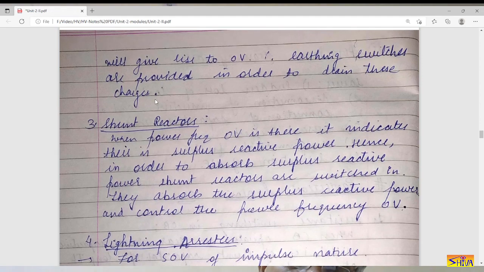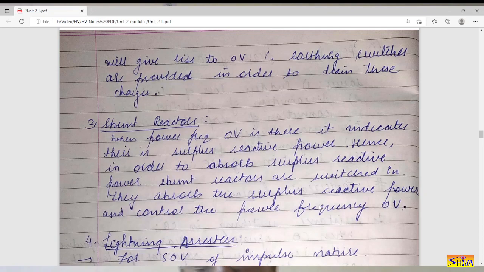Next is shunt reactors. When power frequency overvoltage is there, it indicates there is surplus reactive power. Hence, in order to absorb surplus reactive power, shunt reactors are switched in. They absorb the surplus reactive power and control the power frequency overvoltage. And fourth method is obviously lightning arresters. So along with lightning overvoltage, they also discharge the switching overvoltage of impulse nature.